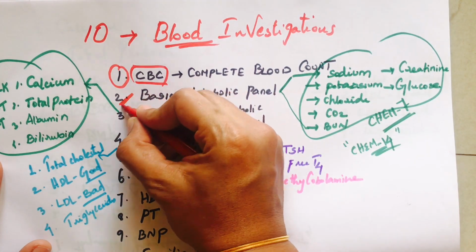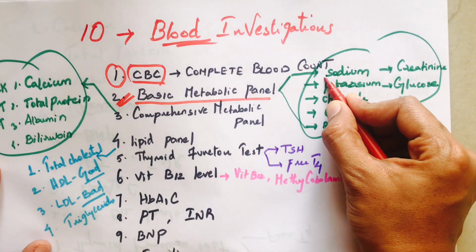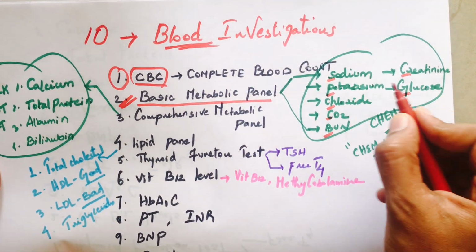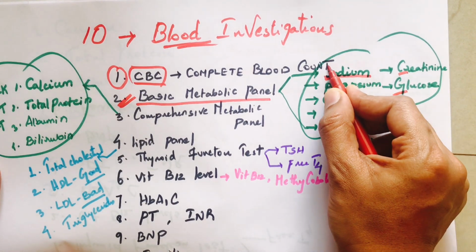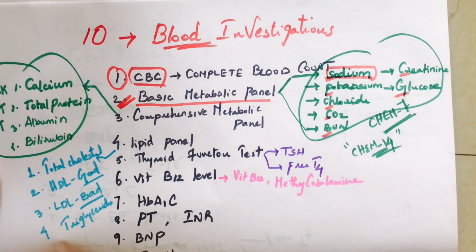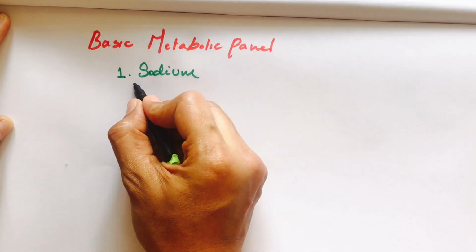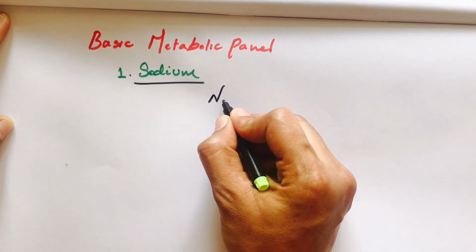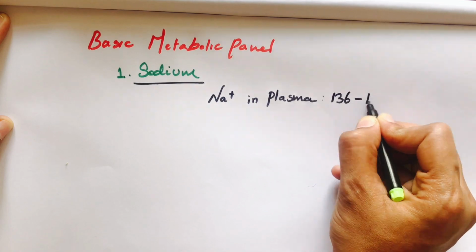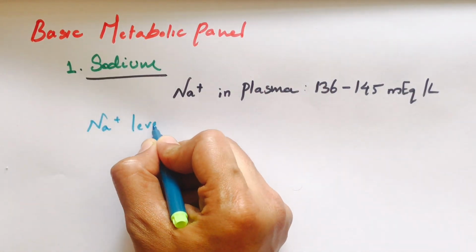The second most common blood investigation is the basic metabolic panel, which contains 7 common electrolytes: sodium, potassium, chloride, carbon dioxide, BUN, creatinine, and glucose. Now moving on to sodium. What is the normal plasma sodium level? It is 136 to 145 milliequivalents per liter.